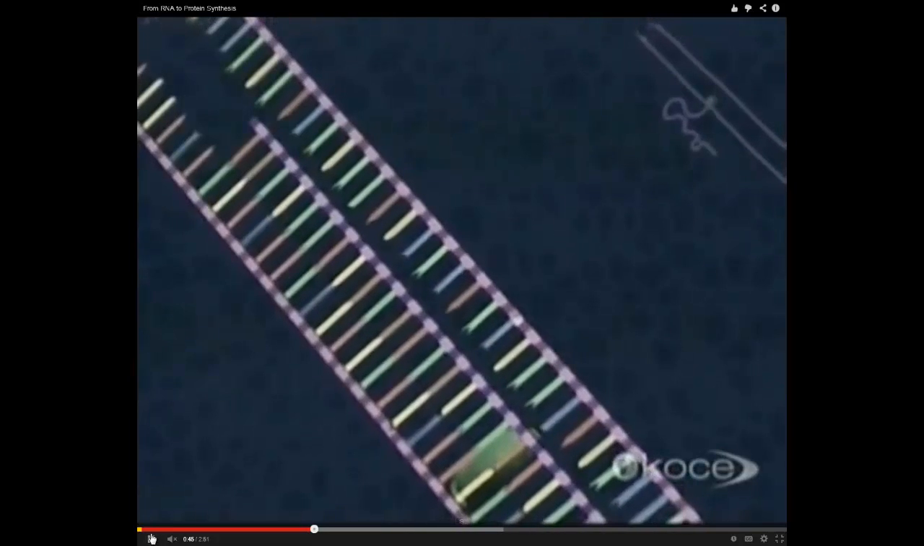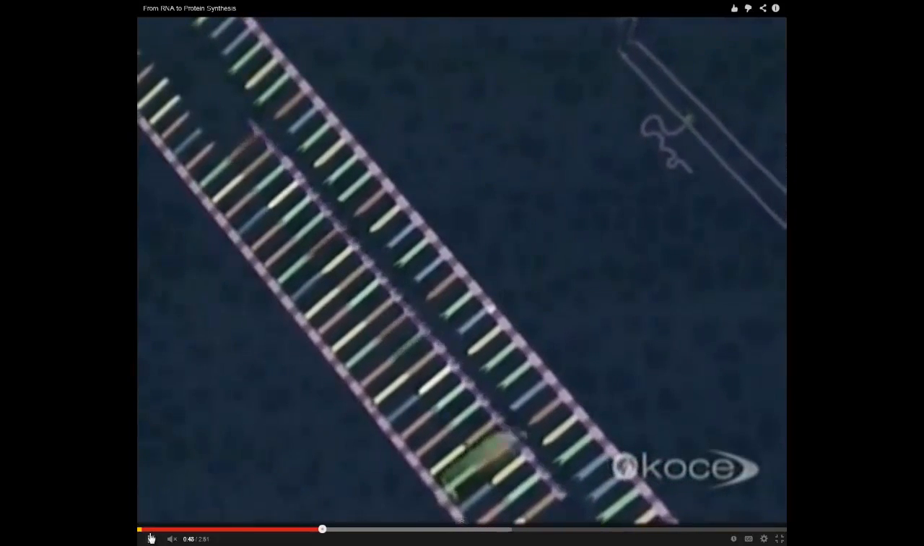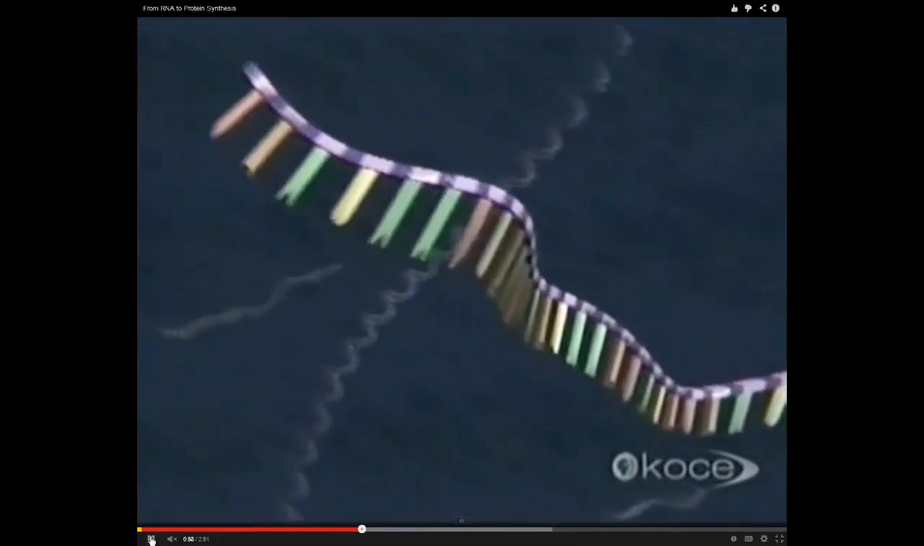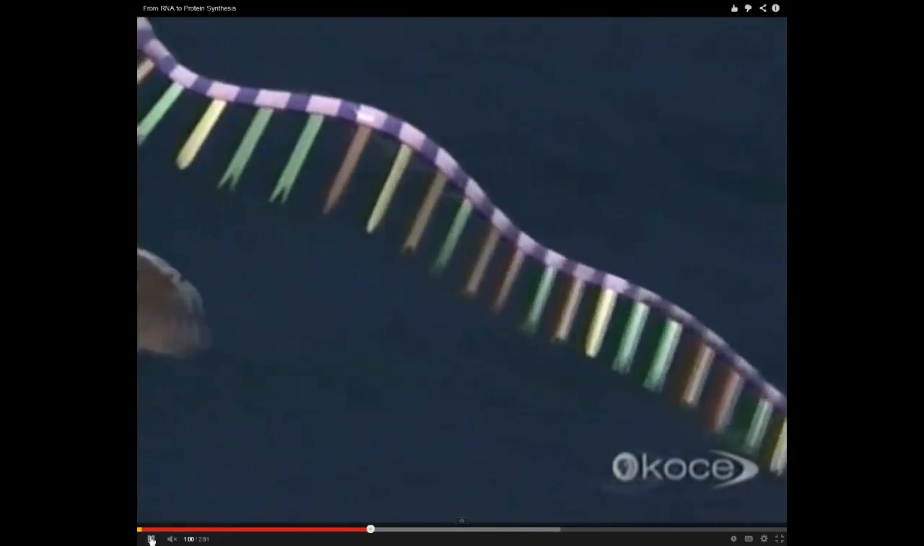So eventually that will break off. So there's our new messenger RNA strand. In the nucleus, it's going to leave the nucleus and travel out to the cytoplasm now. And out in the cytoplasm, that newly made messenger RNA is going to bind with the ribosome.